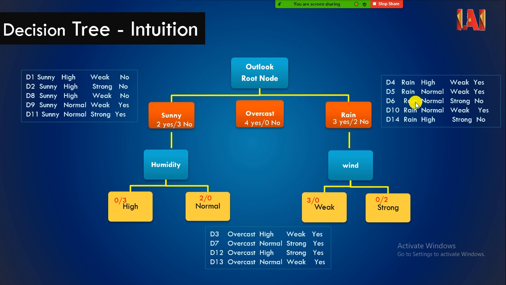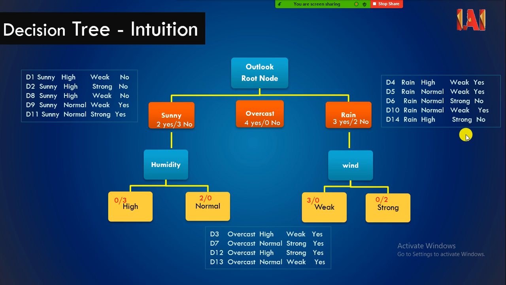In the case of rain also we have observations. In total, how many observations did we see? 5 plus 5, 10 plus 4, 14. Yes, correct. For rain, 5 records are there. If you look at the target column values, we have 3 yes and 2 no.